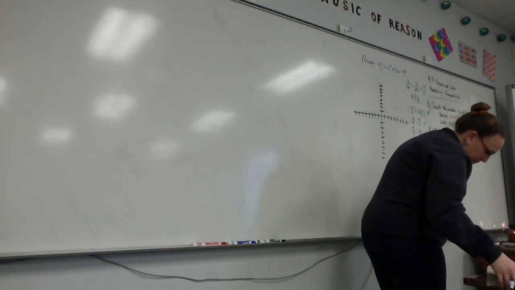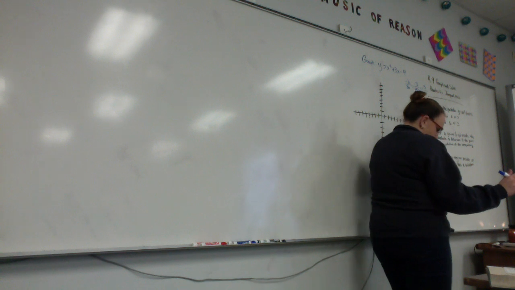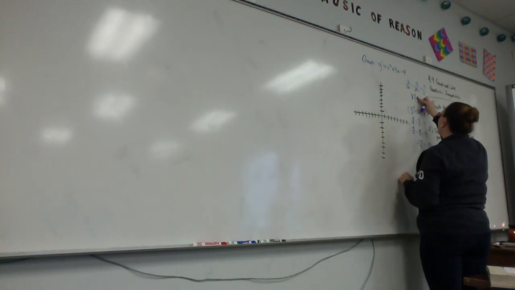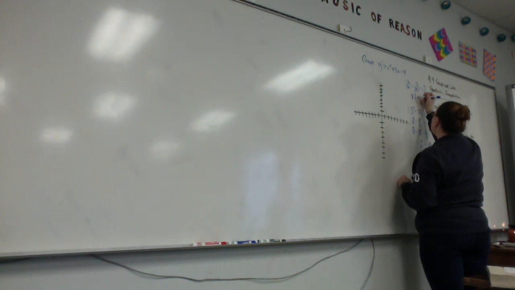Does that make sense? So I have negative 1.5 up here for my x, because that's what 3 over 2 is. And I have negative 6 and a fourth for my y. What am I going to do with this now?